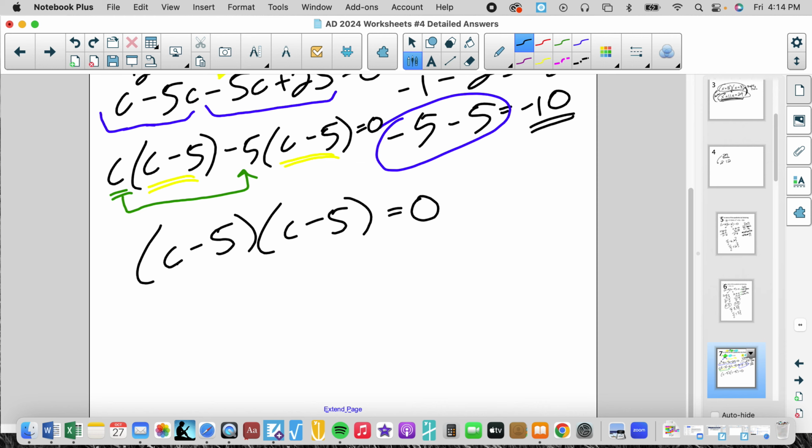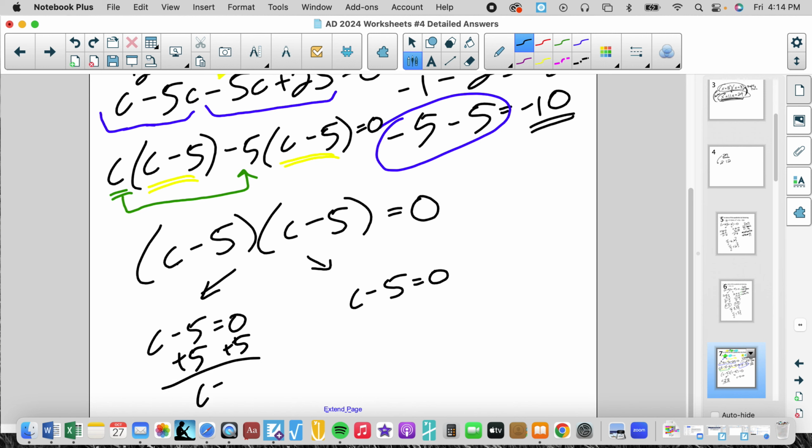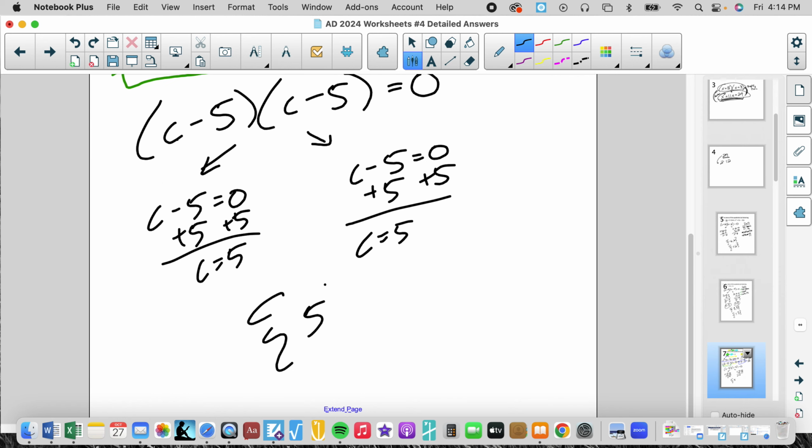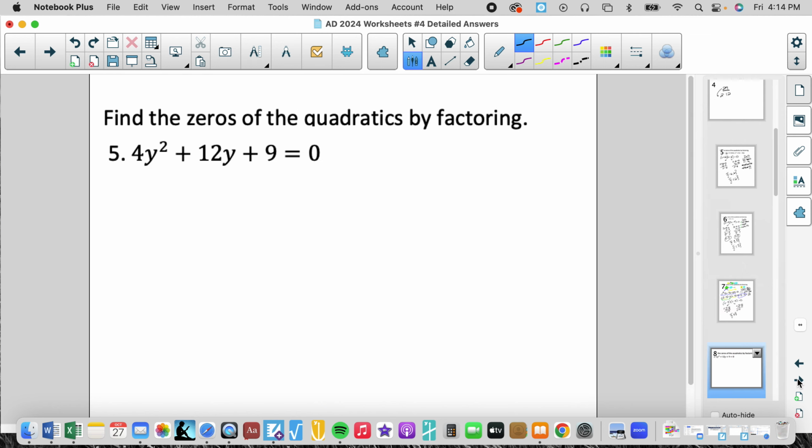That's the same term. It's okay, but now we have 2 boxes that equal 0. So we're going to separate each one. C minus 5 equals 0. C minus 5 equals 0. We're going to add 5, C equals 5. So my solution is just 5. We don't have to write it twice because it would be the same exact answer. So that would be the solution to number 4. And this is going to be the longest video I've ever made in my life.